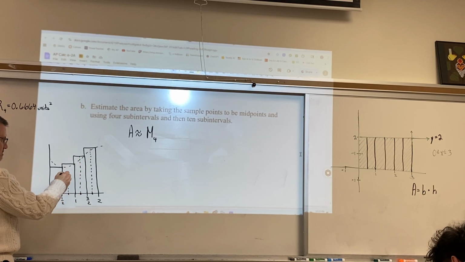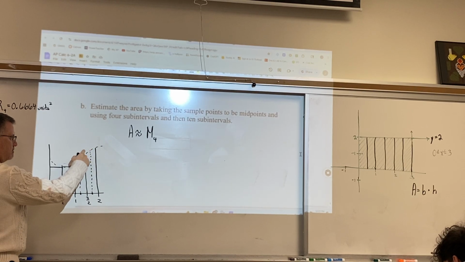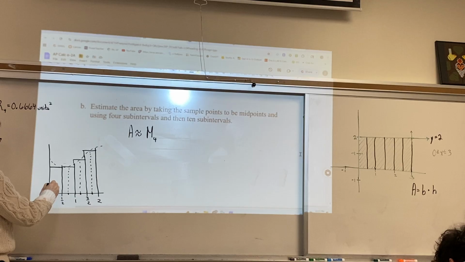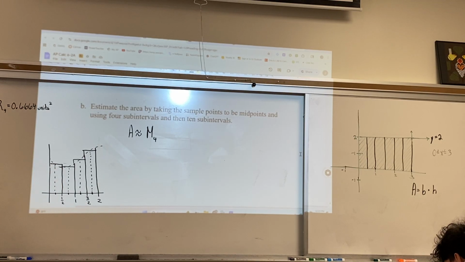I'm not changing the rectangle. Should I change it? Maybe I should. Maybe I should change the rectangle. And the midpoint of this one. Okay, now I'm going up, now the top of the rectangle is at the midpoint of each. Well, what's the width of each rectangle? 1/4. No, not 1. Yeah.